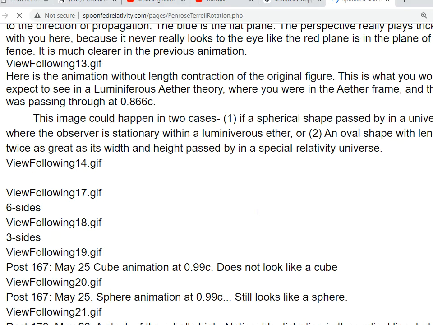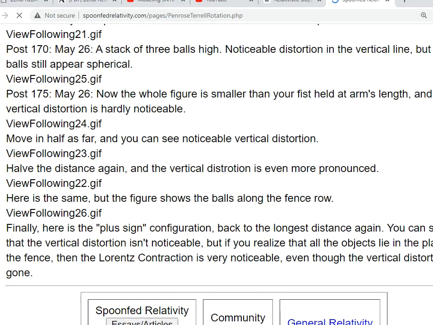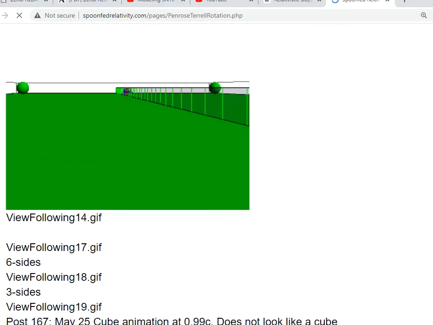Coming down, and where's the final one? That's not the last one. There's one that's really cool down here. Is it this one? No, there's more.